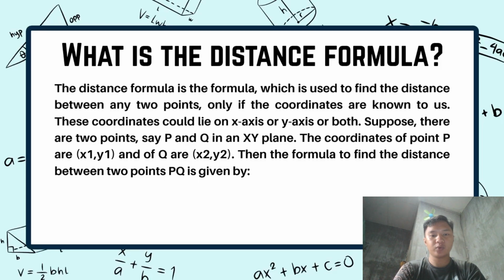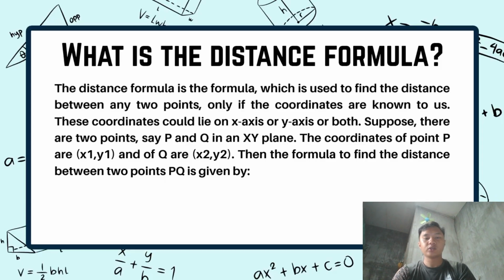So what is the distance formula? The distance formula is the formula used to find the distance between any 2 points. So it is different from speed. Only the coordinates are known to us. These coordinates could lie on the x-axis or y-axis or both.